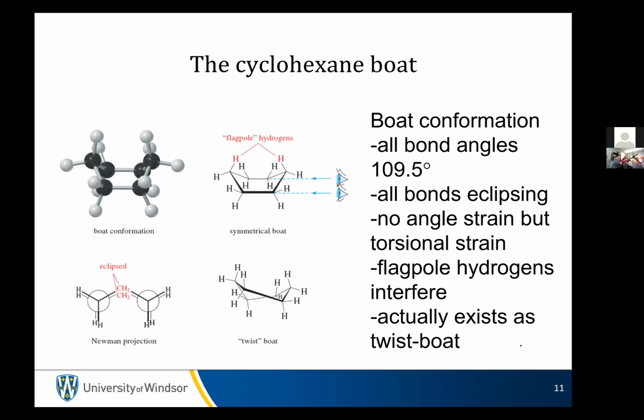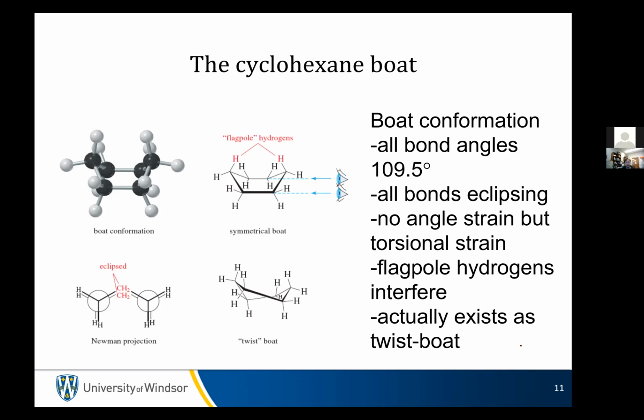We also now have eclipses on both of the sides of the boat. And if my model kit wasn't bent, these would be perfectly eclipsed. So we've now introduced torsional strain. And we have this weird steric strain in here, which is a complete self goal. This was completely unnecessary. So a boat conformation is an unstable conformation.